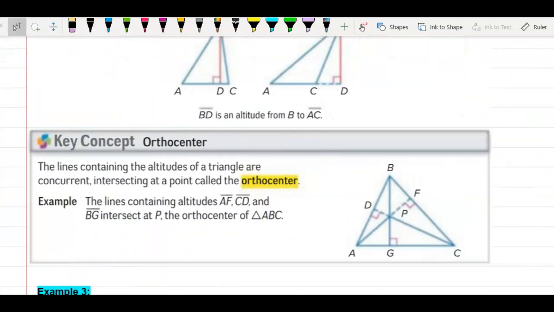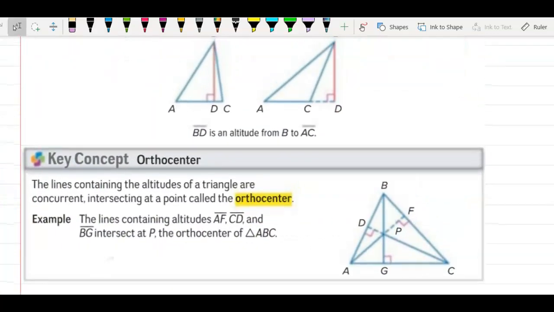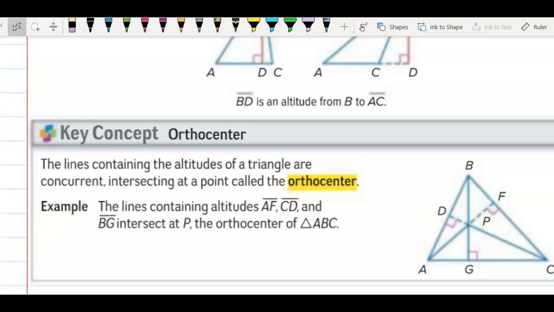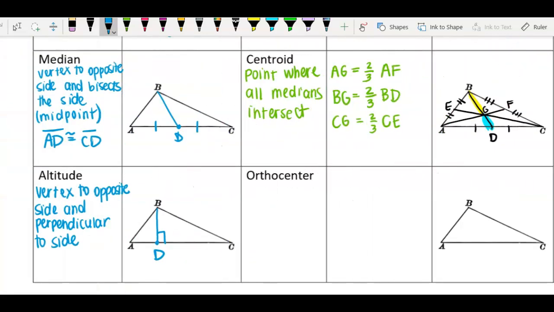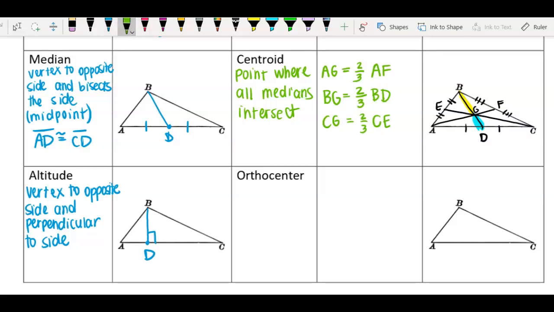Okay, so following in line, the point that contains all the altitudes is the orthocenter. So where all the altitudes intersect is called the orthocenter. So if we go back, the point where all altitudes intersect.